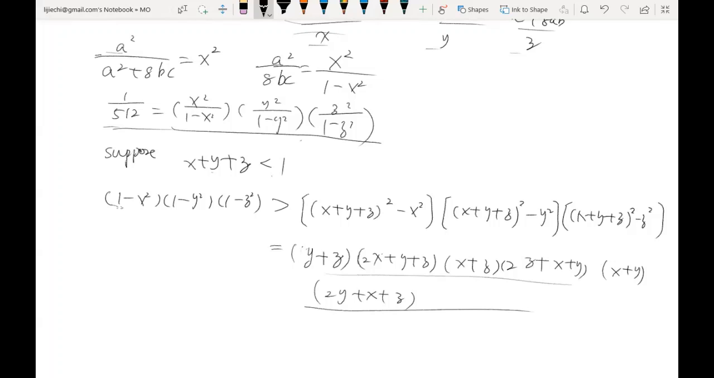Now from here, this one clearly is just using AMGM. You can show this is greater than or equal to, the detail I'll just skip, but it's very easy to see why we can use AMGM. Of course, there are some minor techniques, like how to deal with 2x and 2z, that's z times z, and in the end they will just combine together, right? So this one will give you 512 x squared y squared z squared, and that contradicts the given criteria. So that shows you the thing must hold.